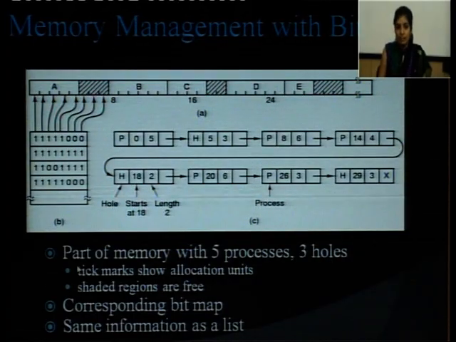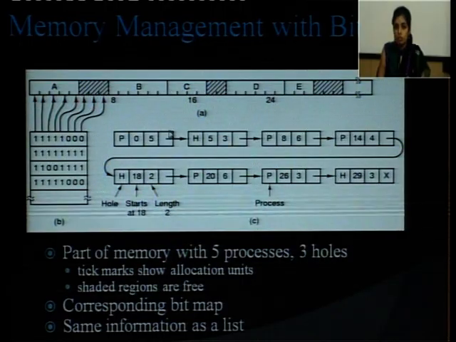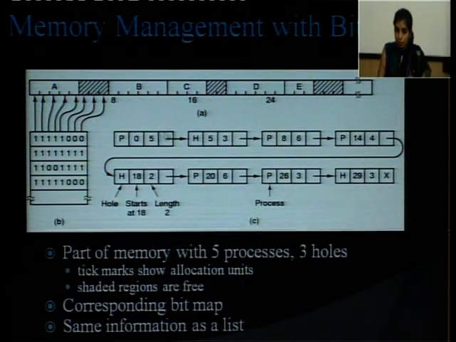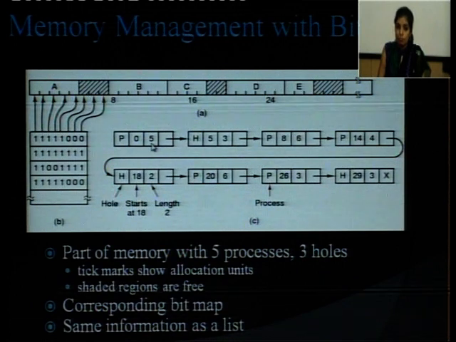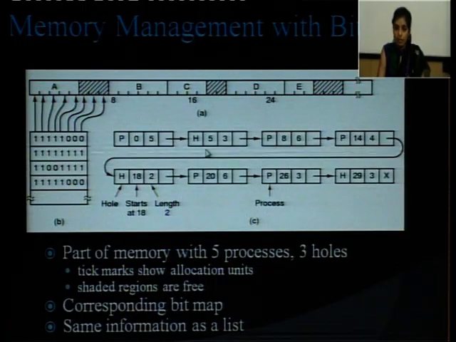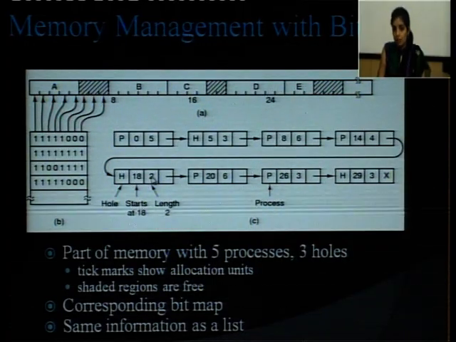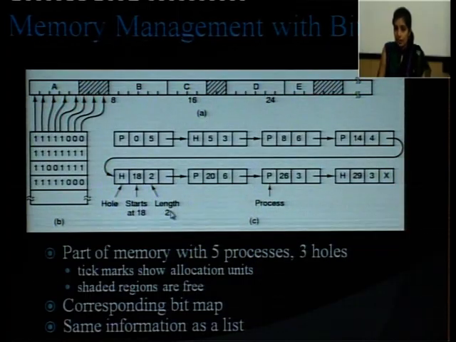So how can we plot those bits in our main memory? For example, P is a process, 0 is the starting point and 5 is the length of the process. In this way we represent H for hole, the middle part shows the starting point, and the third part shows the length of the actual bits. The next part is going to point to the next entry.